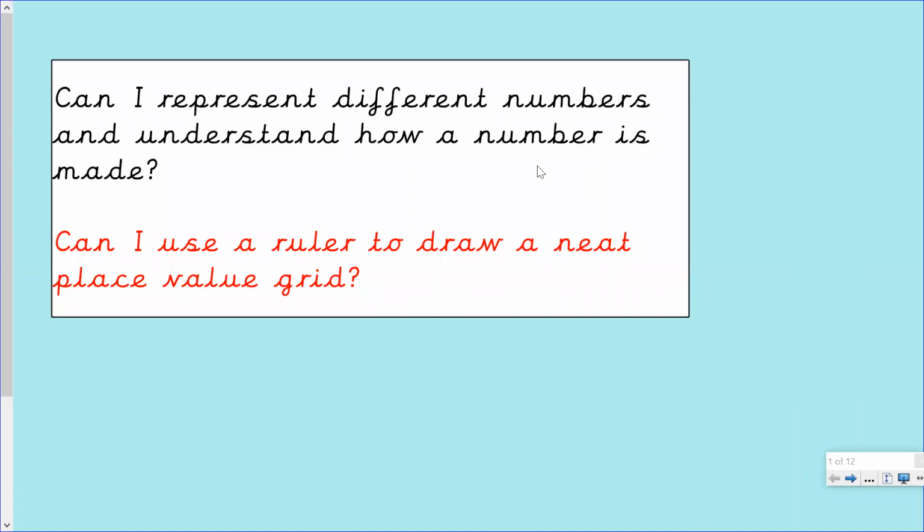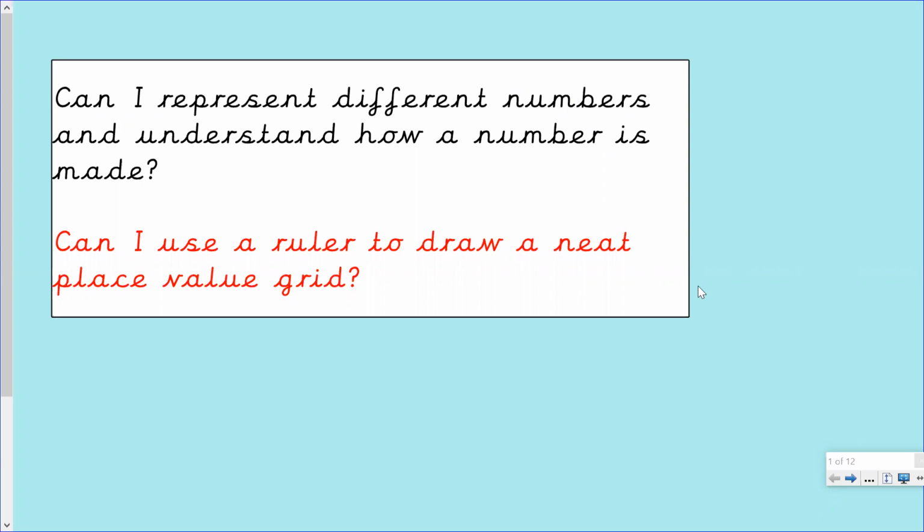Your learning objective is, can I represent different numbers and understand how a number is made? Your second learning objective is, can I use a ruler to draw a neat place value grid? Don't worry if you don't have a ruler at home, you can use anything that has a straight side like a pencil or a book.